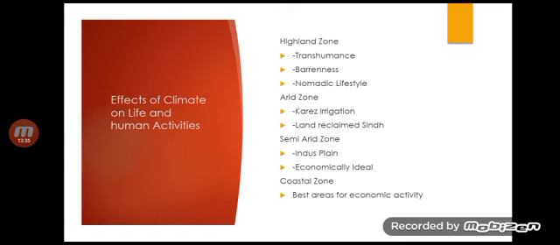The last one is the coastal zones. These are the best areas for economic activity. Why? Because they have a very conducive environment throughout the year. We have already learned that the coastal areas have maritime influence. What does that mean? It means that the temperature in this particular area remains very pleasant throughout the year. So that's why this is the area that can have economic activity throughout the year.